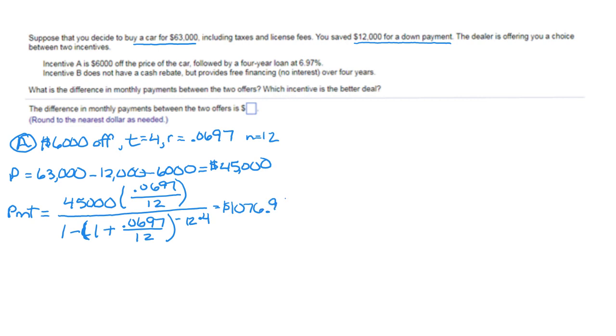$1,076.95. And it does say to round to the nearest dollar. So we're going to round that to the nearest dollar. And that'll be $1,077. And that would be the monthly payment.